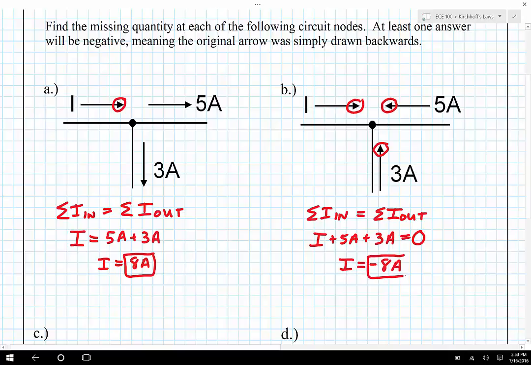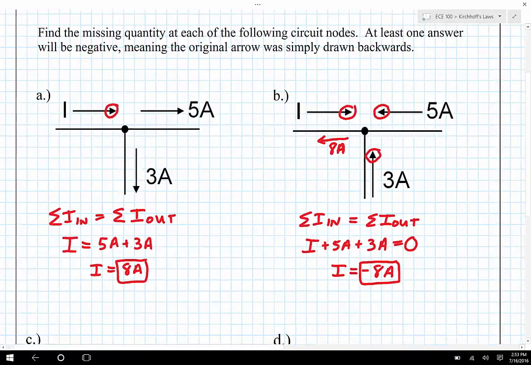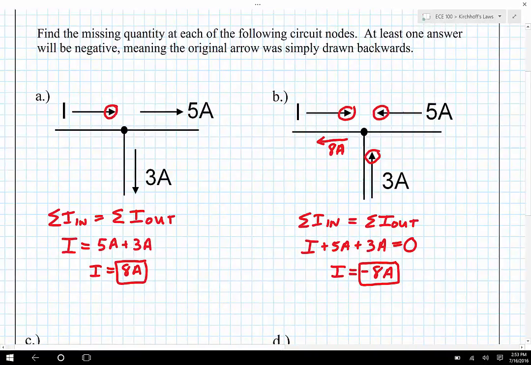And as we saw last time, a negative number just indicates that the arrow was drawn incorrectly or the voltage polarity was shown incorrectly. If I is equal to negative 8 amps, what that really means is that there are actually 8 amps flowing in the opposite direction. And that makes good sense. There's 5 plus 3 amps flowing into the node, and there's 8 amps flowing out of the node. That's good intuition. But what we were asked to find is I, and I, in this case, is negative 8 amps because the arrow is drawn in the wrong direction.